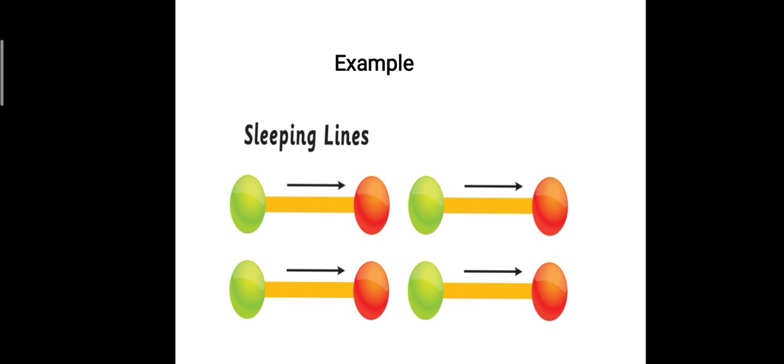See the example. They are similar dumbbells, but in the previous pictures they were standing, and now in these pictures they are sleeping. So they are in horizontal positions, so they are an example of sleeping lines. I hope you all get it. Let's move ahead.